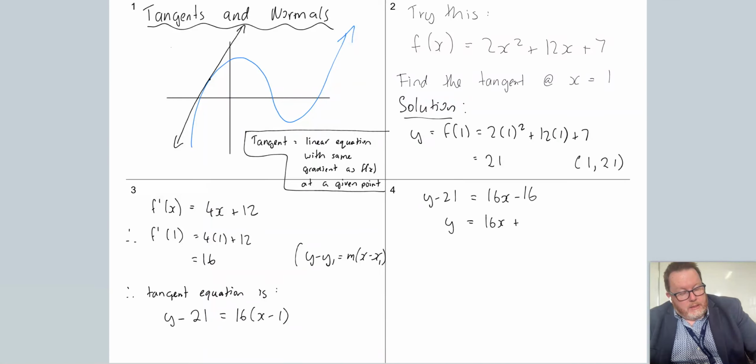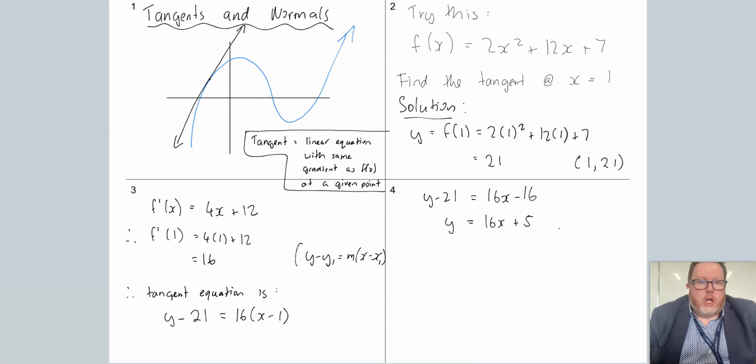16x plus 5. And that's it. I could have left it, by the way, at this point here. This is a legitimate way of expressing a linear equation, but I kind of prefer to have it in y equals mx plus c format. So there it is, y equals 16x plus 5.